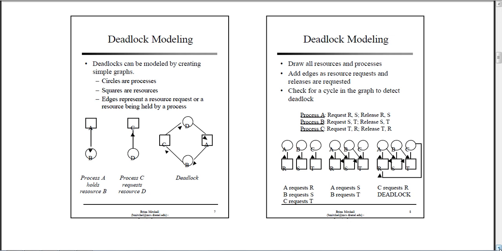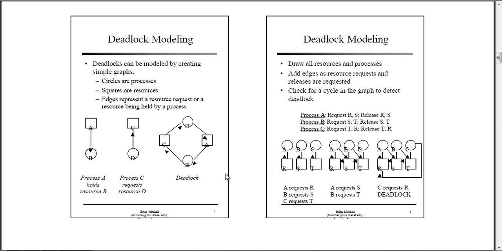Deadlock modeling. Deadlocks can be modeled by creating simple graphs. The circles are processes and the squares are resources; the edges represent resource requests or resources being held by processes. So process A holds resource B, and process C requests resource D, and it's called deadlock.